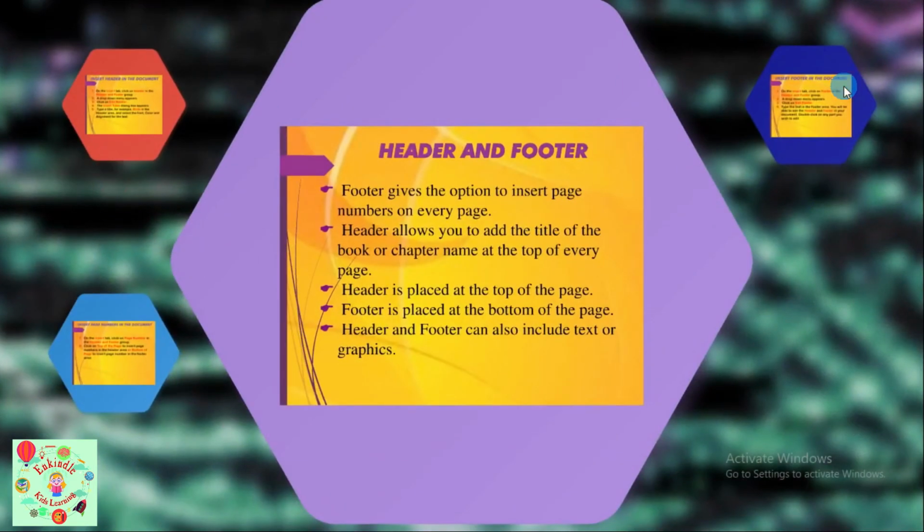You must have observed that school textbooks or magazines have page numbers in the corner. With Word, you don't have to manually type the page number on every page. Footer gives you the option to insert page numbers on every page. Similarly, header allows you to add the title of the book or chapter name at the top of every page. Header is placed at the top of the page while the footer is placed at the bottom of the page. Header and footer can also include text or graphics.